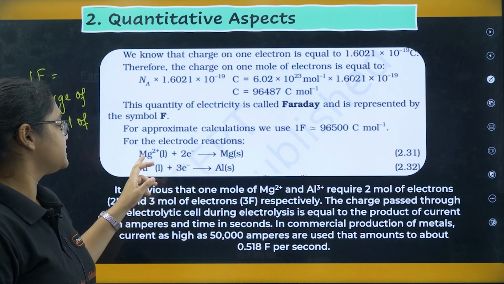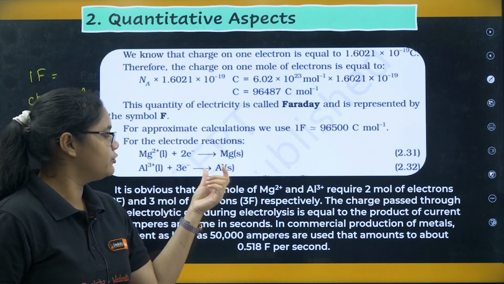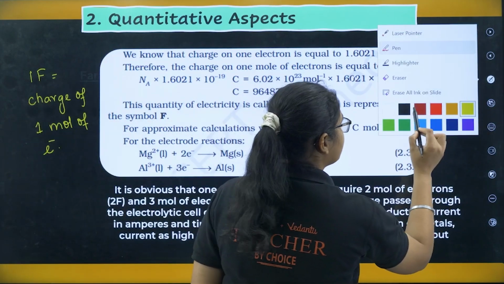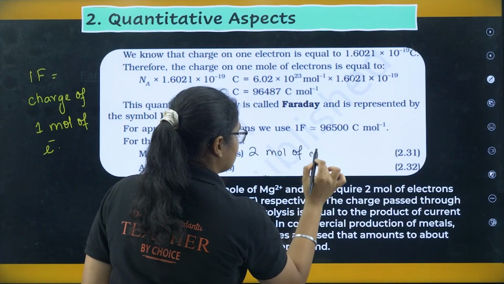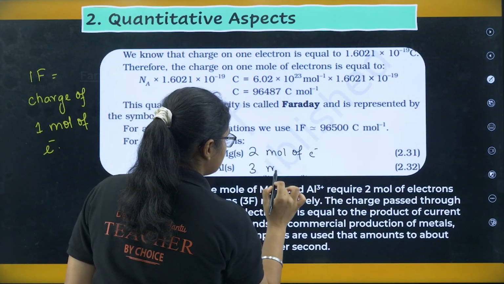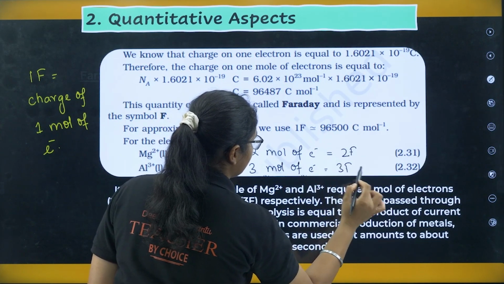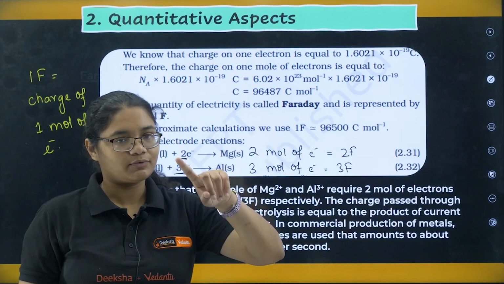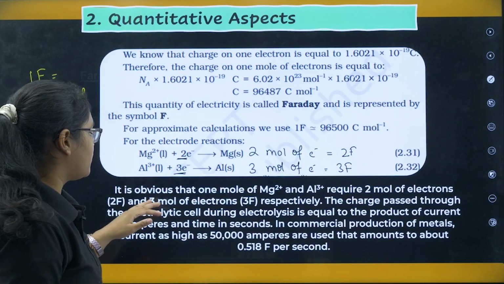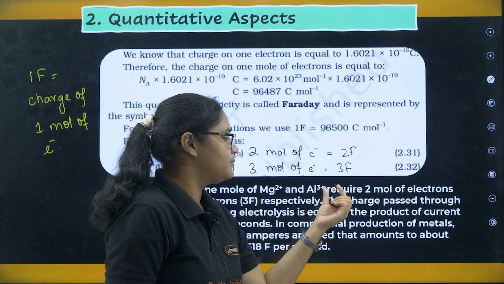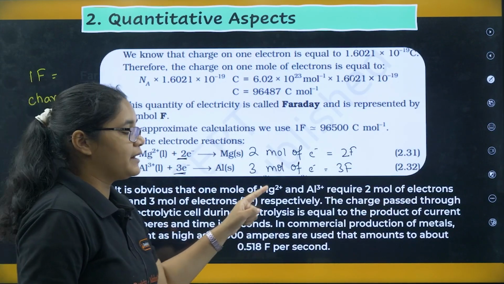For the electrode reactions, Mg2 plus plus 2 electrons gives you Mg, and Al3 plus plus 3 electrons gives you aluminium. When I write 2 electrons, it means 2 moles of electrons, and 3 electrons means 3 moles of electrons, which is equal to 2 Faraday and 3 Faraday, because 1 mole of electrons is 1 Faraday. So it is obvious that 1 mole of Mg2 plus and Al3 plus requires 2 moles of electrons, that is 2 Faraday, and 3 moles of electrons, 3 Faraday, respectively.